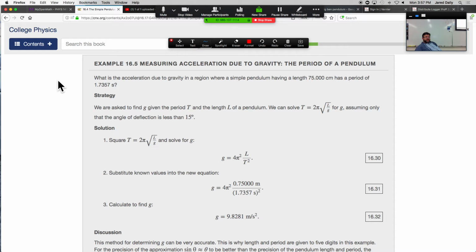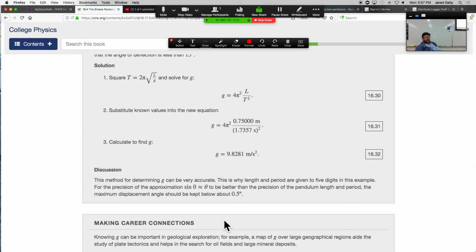So here they're going to actually measure the period of a pendulum. They're actually going to measure the acceleration of gravity from the period of a pendulum. So they have a pendulum and they start swinging it and they time how long it takes for it to go from one end back all the way to the other end back to this end. And that's the period. Then they're going to use that period in this equation to calculate g. So they solve for g and then they plug in the period and the length of the pendulum and they get 9.828 meters per second squared. And it's actually a really good way to measure gravity. You can get really good measurements this way.